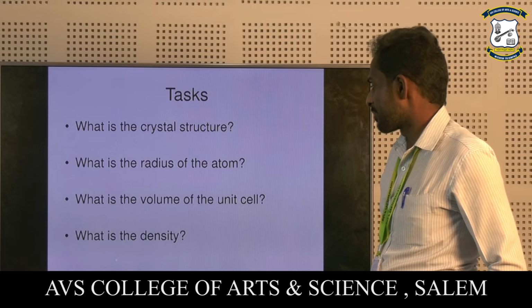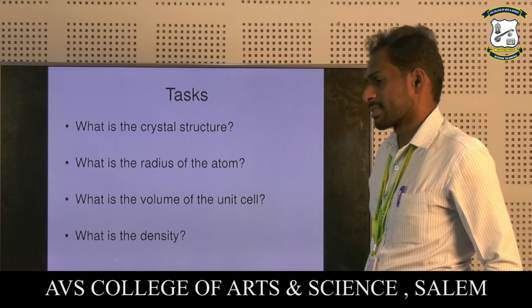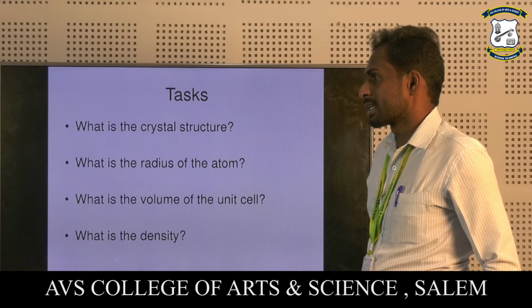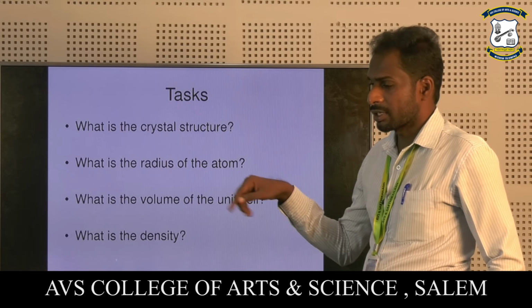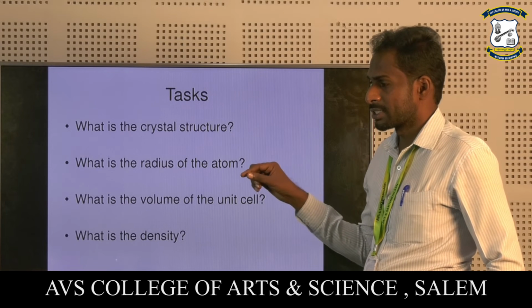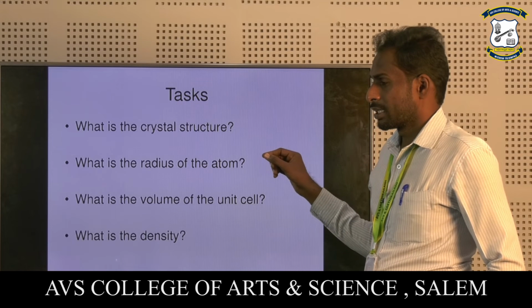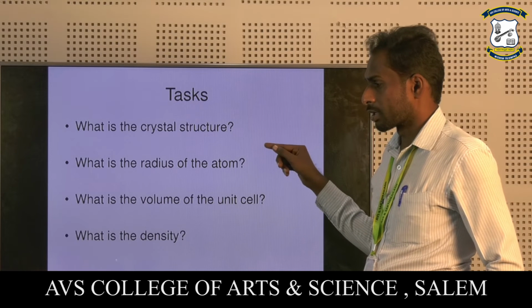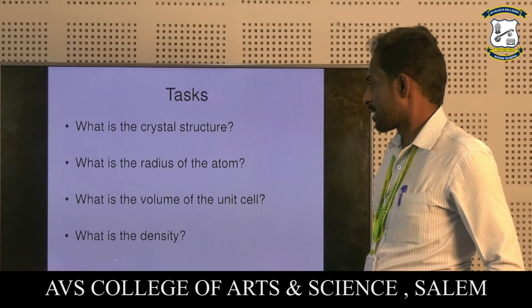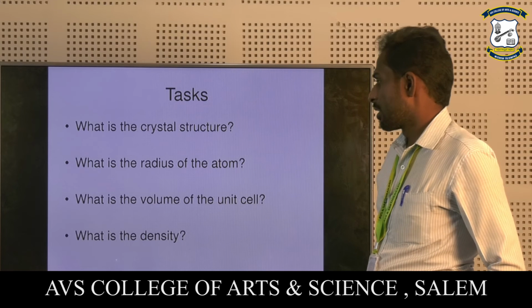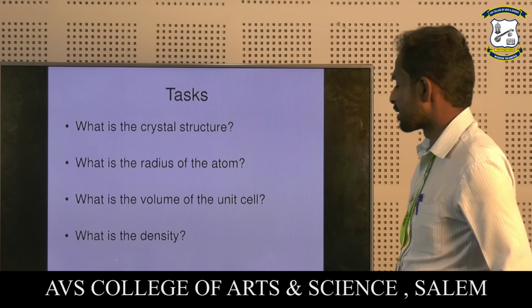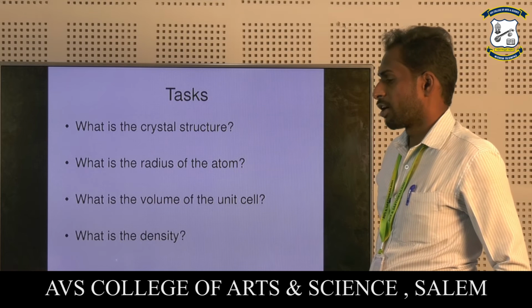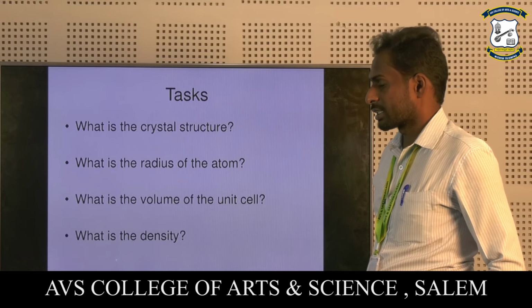And what is the radius of the atom? One atom is generally a circular pattern. The circular pattern originates from a center point, and the distance from the center point to the circular edge is called R. This is called the radius. And what is the volume of the unit cell? The volume of the unit cell equals the packing fraction.